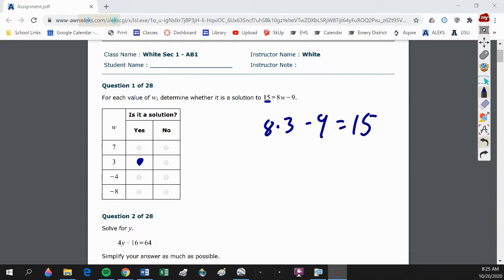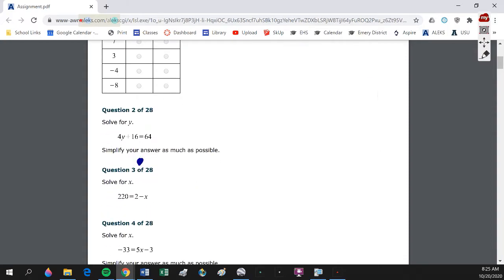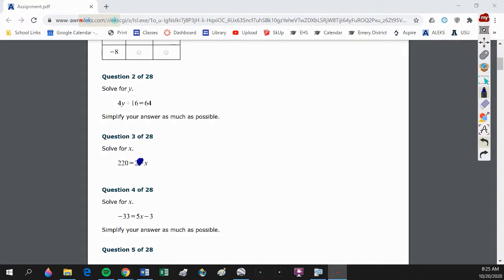Does that mean that the other two will not work? Not necessarily. There could be two solutions depending on the type of the equation. Okay. Look at number 2. This is just a review of solving. How do I solve for y?